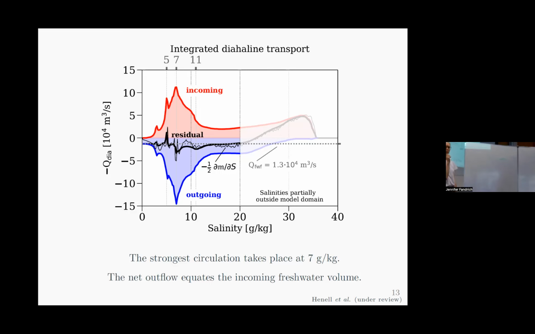I think I mixed up some words there, but so we have the inflow, but it has to go through the isohaline. So that is just the outflow, the net outflow, and that's exactly what we saw in this figure here. So basically just that the outgoing here is bigger than the ingoing or incoming.